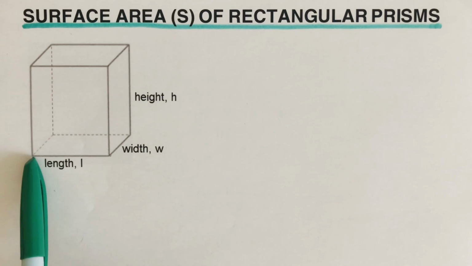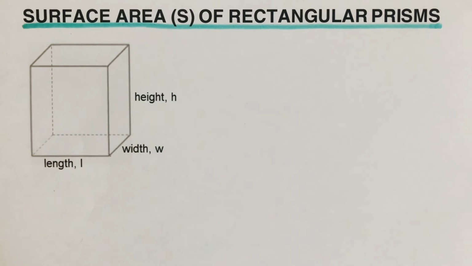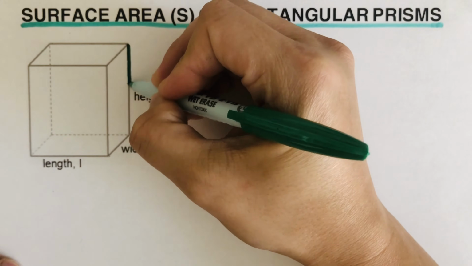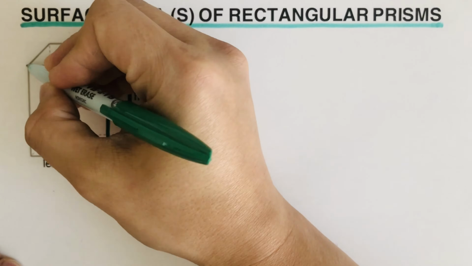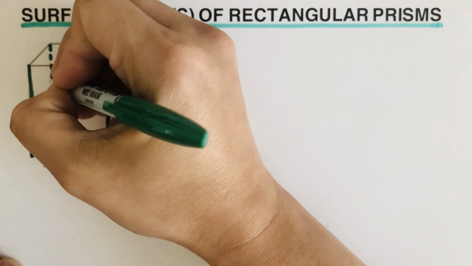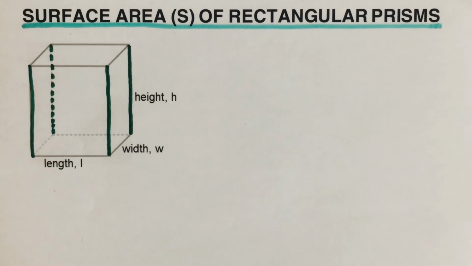First, we have the length, and then we have the width over here, and we have the height. So I'm going to use a different color of marker to label the heights, the widths, and the lengths of this rectangular prism. Let's start with the height first. I'm going to use green. Everything colored green is a height of this rectangular prism. The broken line indicates that it's located at the back.